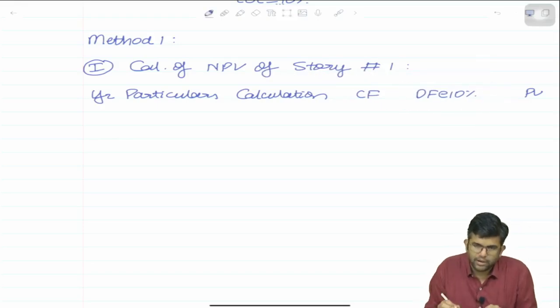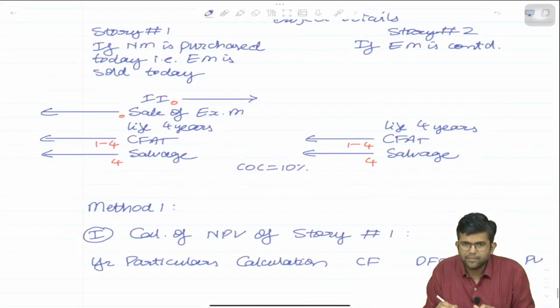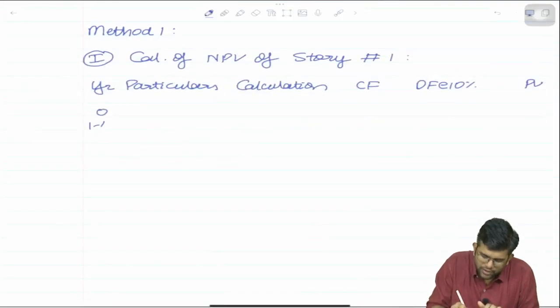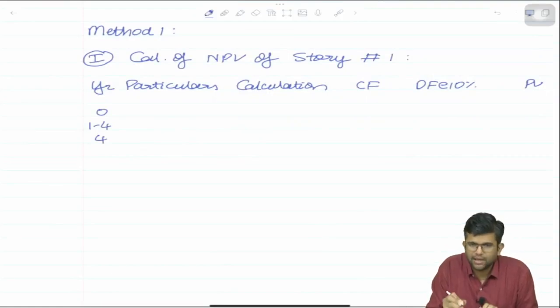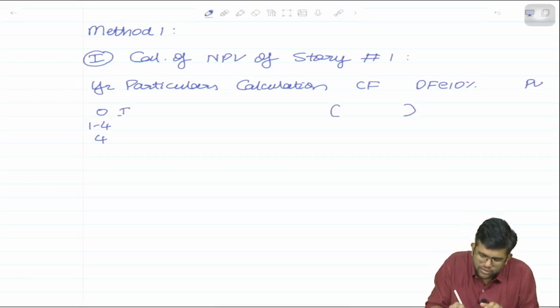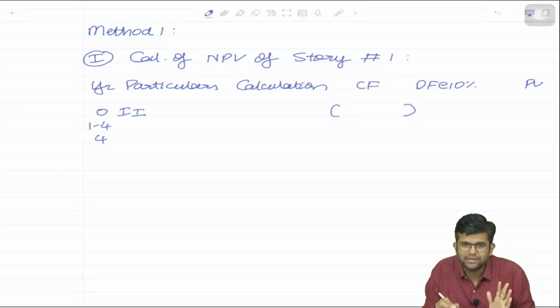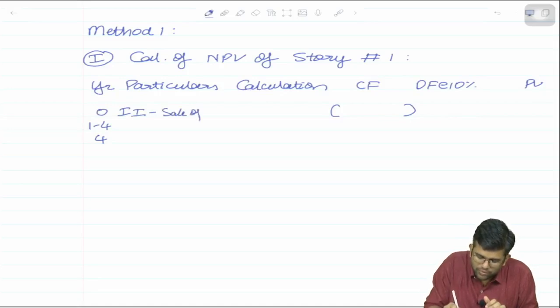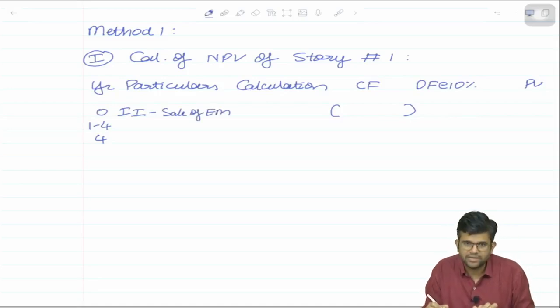All right. Now, do you realize there is something happening in year 0, something happening for years 1 to 4, and something happening for year 4. So I'll write here 0, 1 to 4 and 4. Can I say in 0, I hope you all understand, year 0 is the year of outflow, correct? And year 1 onwards is inflow. So in year 0, can I say there is going to be an initial investment in this particular project, in this particular machine, but there is also going to be sale of the existing machine. Everyone clear?